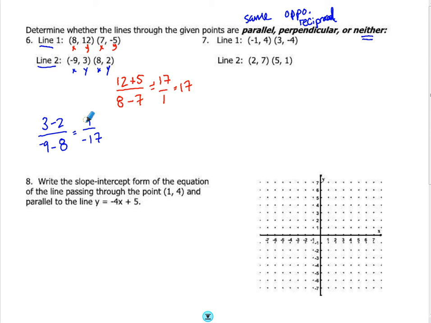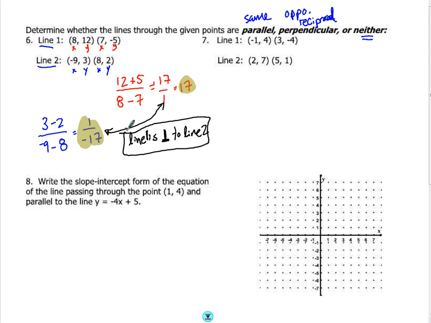These two numbers are opposite reciprocals. So because they're opposite reciprocals, I can state that line 1 is perpendicular to line 2. That's the symbol for perpendicular. Line 1 is perpendicular to line 2. Cool. Go ahead and try number 7, and again, you can always pause and then fast forward depending on how you do on the problem.